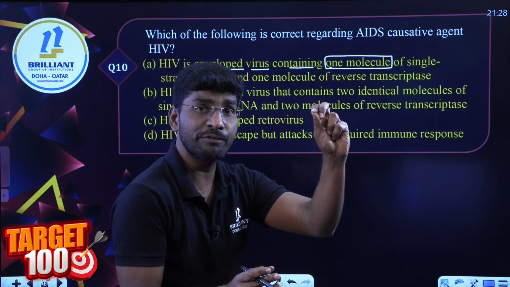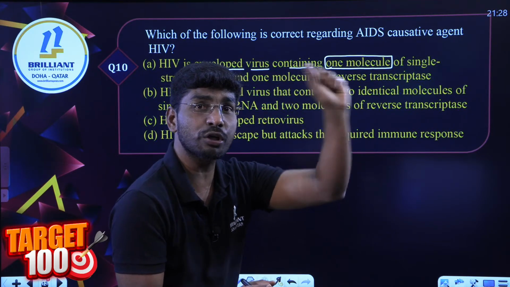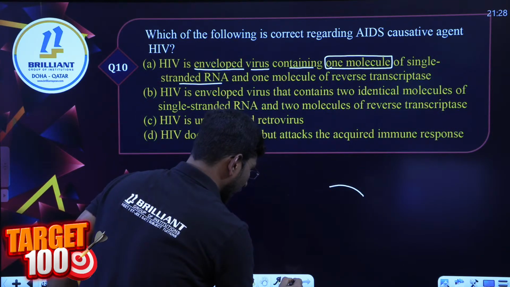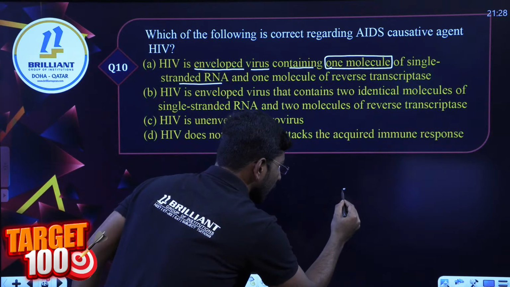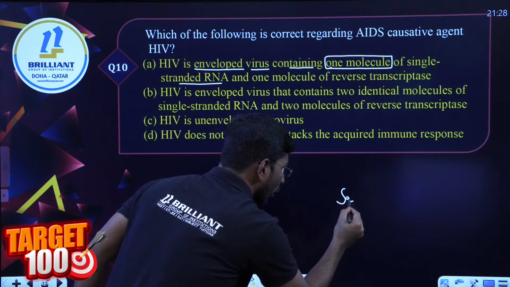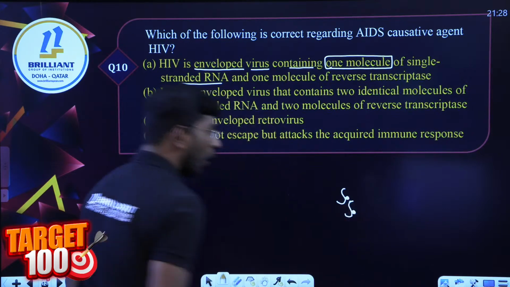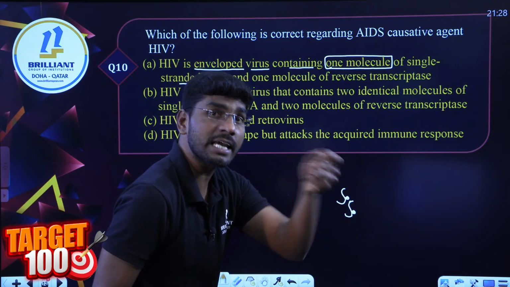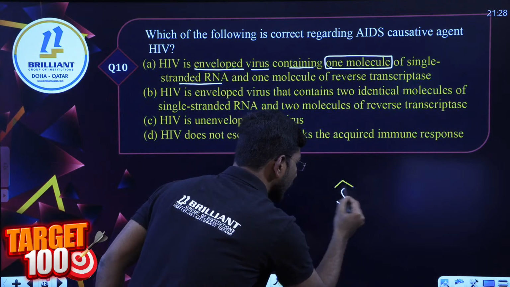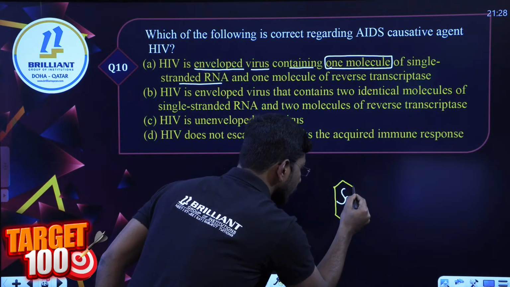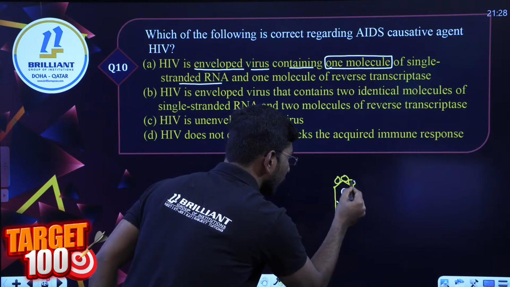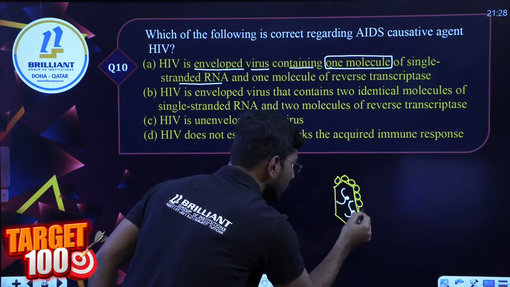One minute, everyone focus on the board. I'm going to explain the structure of HIV virus. This is HIV virus. HIV virus first has 2 molecules of single stranded RNA along with 2 molecules of reverse transcriptase enzyme. Everyone look here. This is the protein envelope. Here completely protein molecules are present.